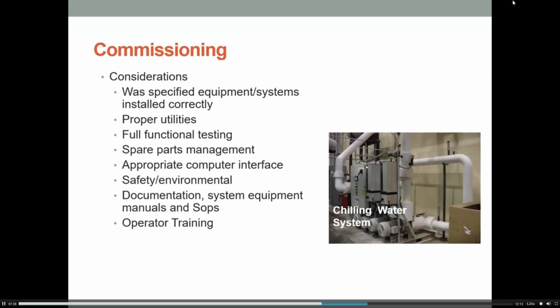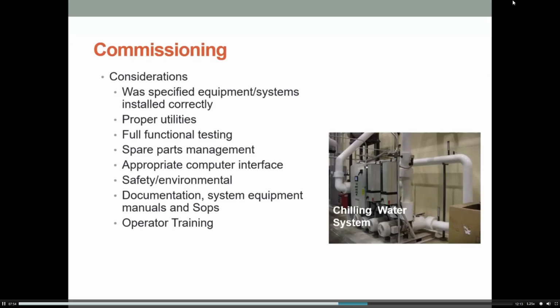Have you looked at all the safety and environmental concerns? Do you need to do risk assessments? Do you need to check your emergency stop buttons, or any other safety requirements? Where is the waste going and how is it being handled? Is it safe? Documentation is always a keystone for anything like this, and your system equipment manuals and SOPs need to be put in place as part of your commissioning operations.